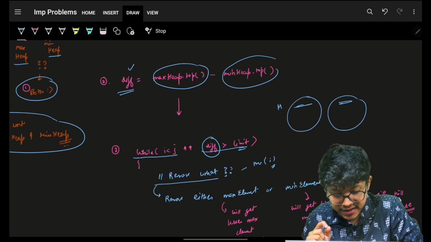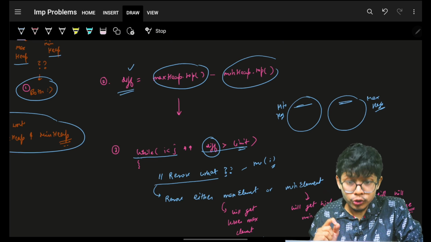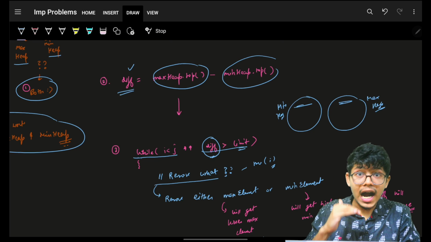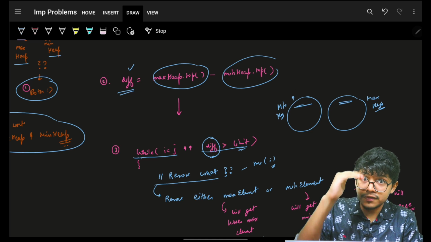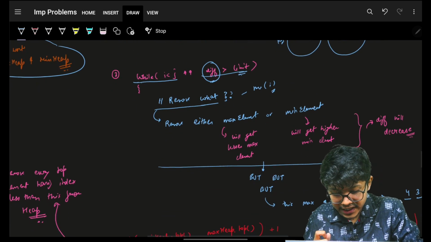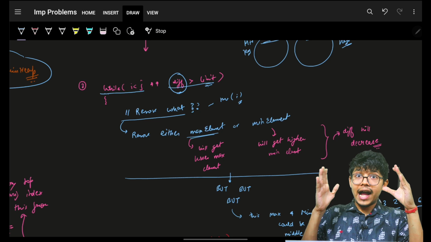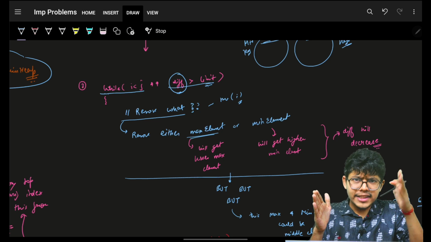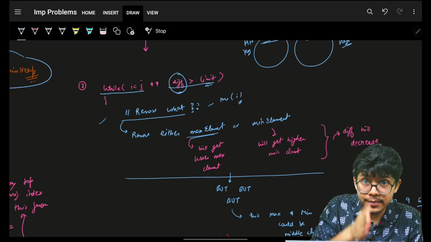Again, imagine this as a min heap, and imagine this as a max heap. So the diff was higher than the limit just because the minimum element was very small and the maximum element was very high. So obviously it makes sense that when I have to slide my window, which means I have to expand and shrink, in this case I am shrinking, which means I am removing some element.